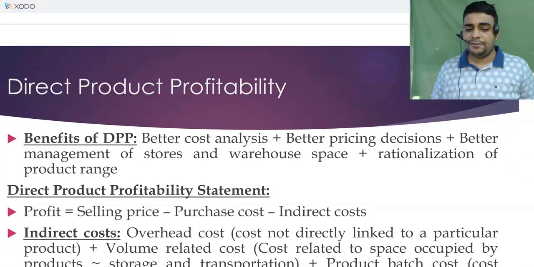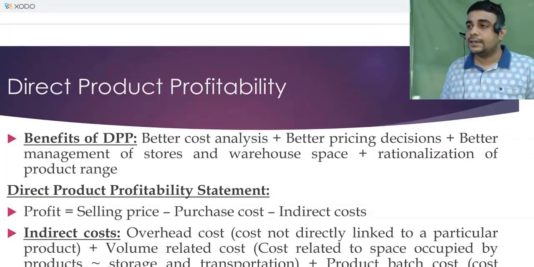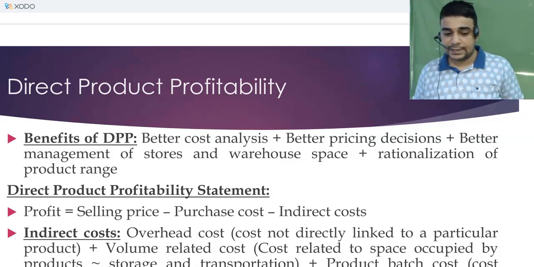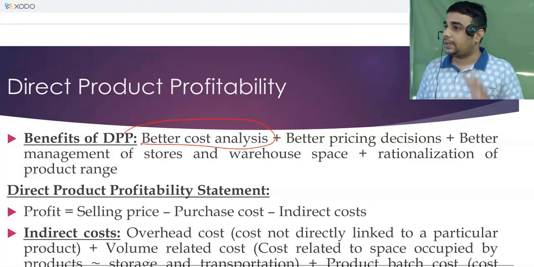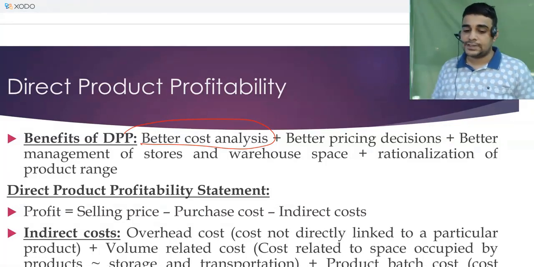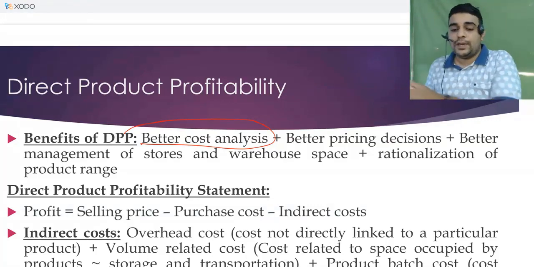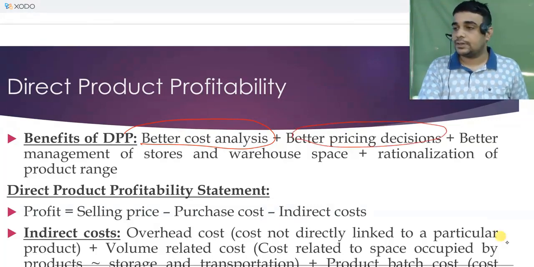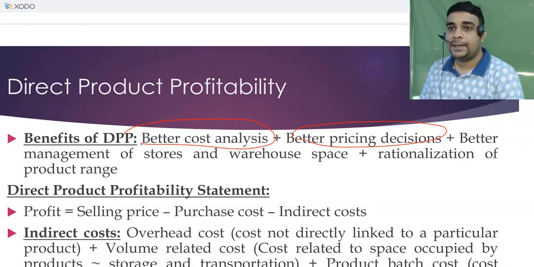Benefits of DPP, it is more from a retail sector point of view. So whatever points you will see, there could be some points related to retail sector. Better cost analysis, this is not the benefit of DPP, this is the benefit of activity based costing. Activity based costing can help you in doing accurate costing. An outcome of accurate costing is better pricing decision.